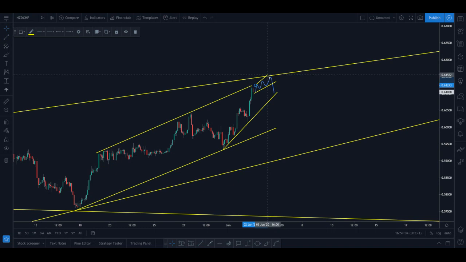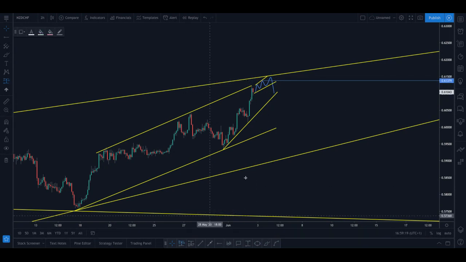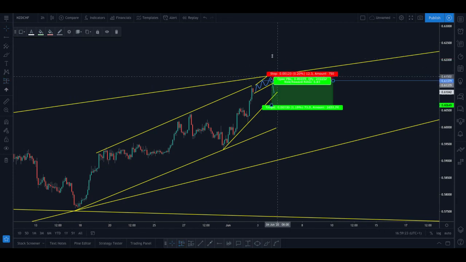Awaiting a nice corrective structure. And personally, how I would trade this is I would go short right when price breaks above and comes back in. This would be a nice position to go for. Not the best confirmation wise, 13 pip stop. Is that too tight? Yes.